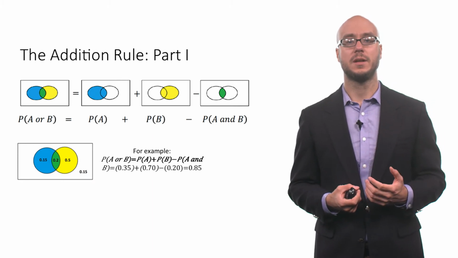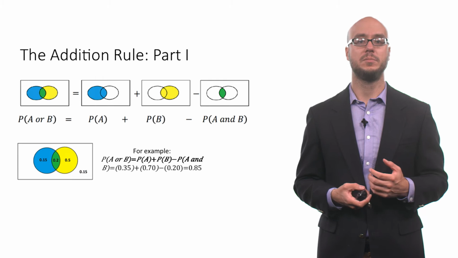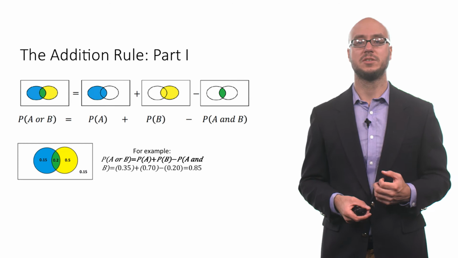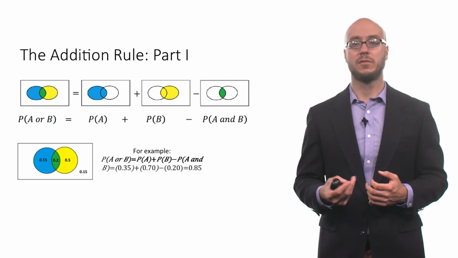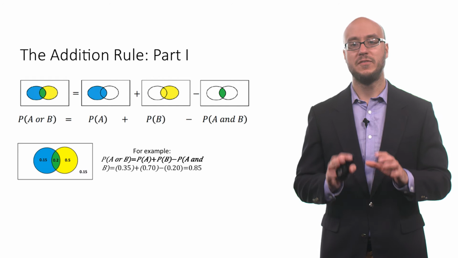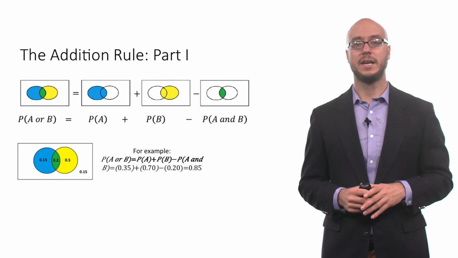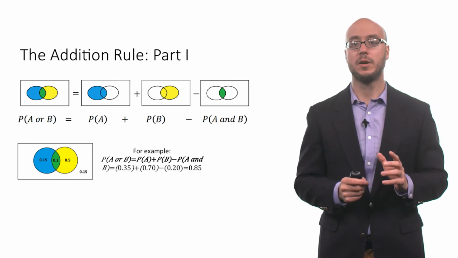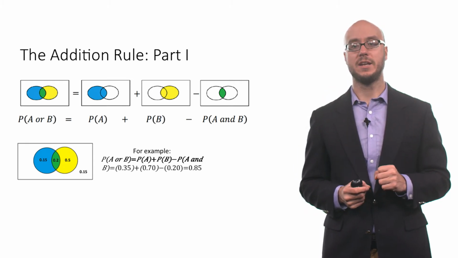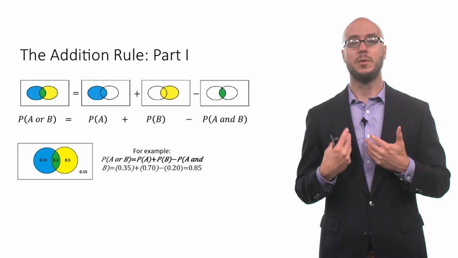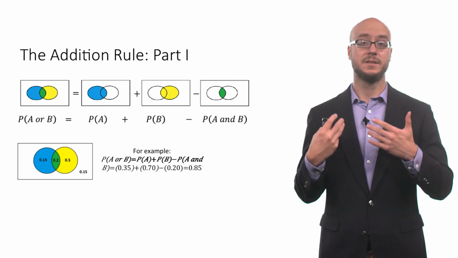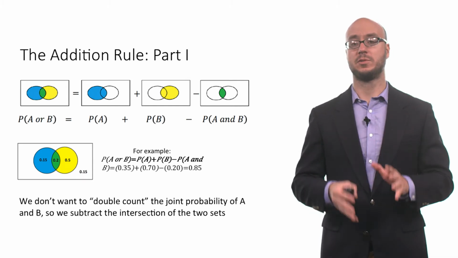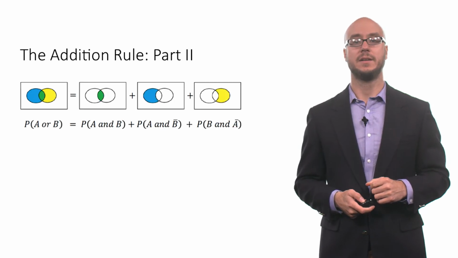So here's an example of finding the probability of A or B. Suppose that the probability of A overall is 0.35, the probability of B overall is 0.7. If you add up those two probabilities, you're going to get a probability of A or B that's above 1. So you know that you're double counting that middle part. So you subtract out the probability of that intersection, which is 0.2, and then you obtain the probability of A or B as 0.85. Again, we use the addition rule because we don't want to double count that intersection.